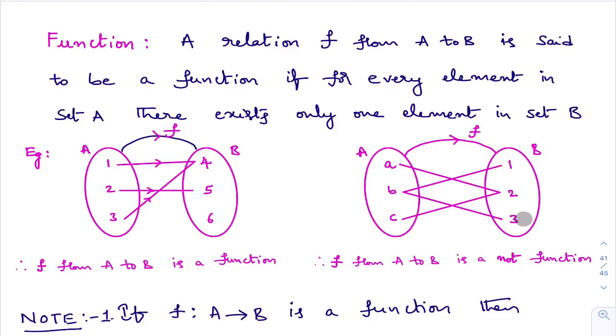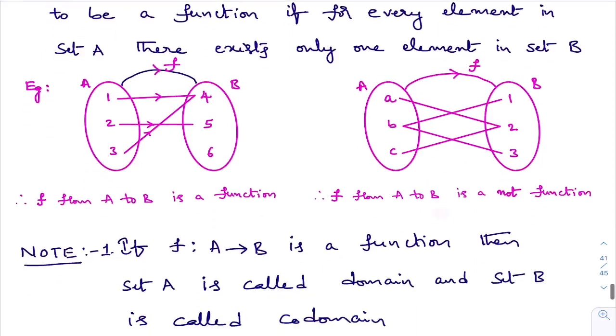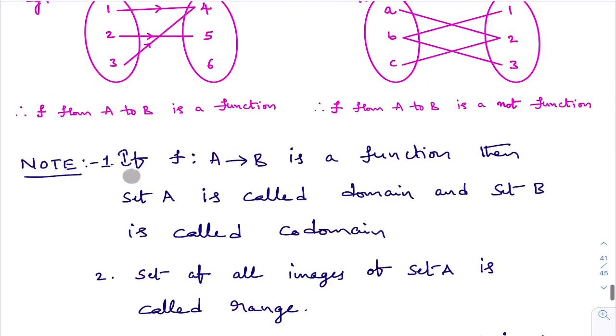I strongly recommend you to take your first PUC classwork and see the definition of function, and go through the definitions of domain, codomain, range, image, pre-image, all those things we learned in first PUC. Okay. So, now what we learned in this class is what is function. Now, you see some points related to function. If f from A to B is a function, then set A is called domain and set B is called codomain.